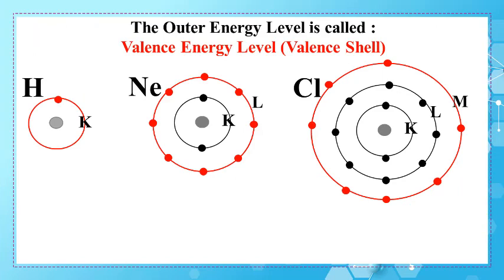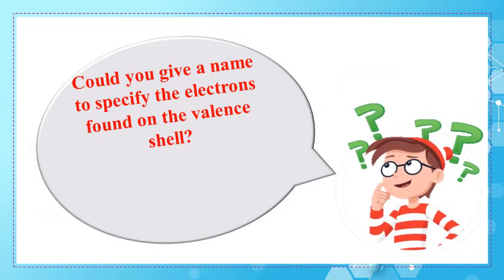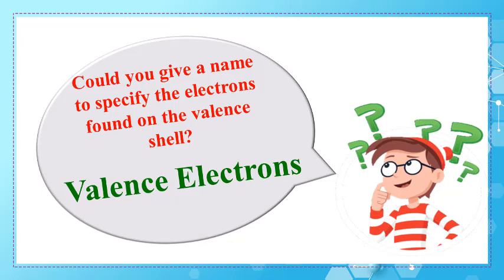Note that the outer energy level is also called the valence energy level or valence shell. Consider the three elements hydrogen, neon, and chlorine. You have to indicate the valence shell of each. For hydrogen, the outer energy level is K, so the valence shell is K. For neon, the outer energy level is L, and for chlorine, the outer energy level or valence energy level is M. Could you give a name to specify the electrons found on the valence shell? Great, they are called the valence electrons.